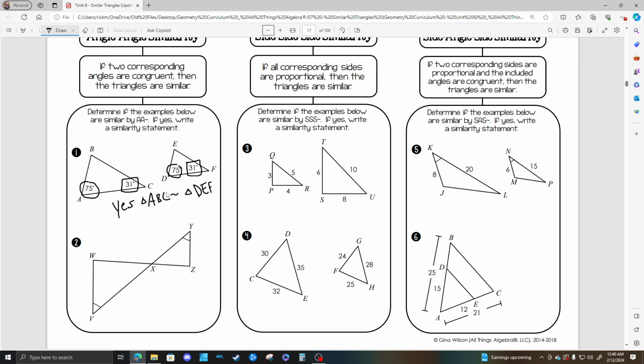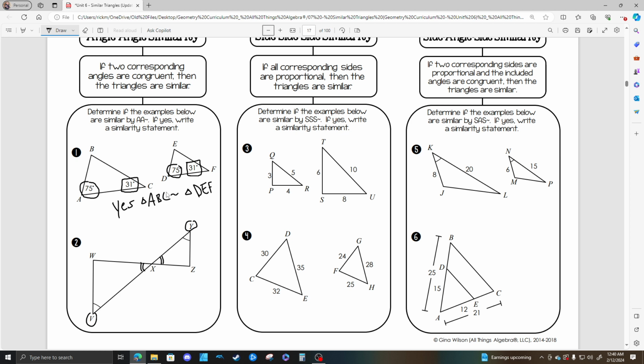All right, perfect. Let's look at number two. You're going to see some like this, where they don't actually give you numbers, but they still want you to know, can we find similarity through congruent angles? Well, let's see. I see a pair of vertical angles. Do you see a pair of vertical angles? There they are, right there. So we have one angle that's congruent because we have V and Y. And then both of these angles for X are also congruent.